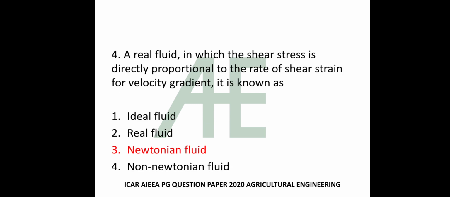A real fluid in which the shear stress is directly proportional to the rate of shear strain or velocity gradient is known as: ideal fluid, real fluid, Newtonian fluid, non-Newtonian fluid. The answer is Newtonian fluid.